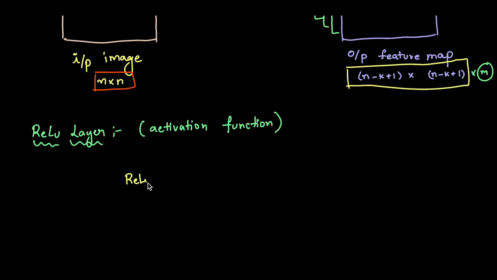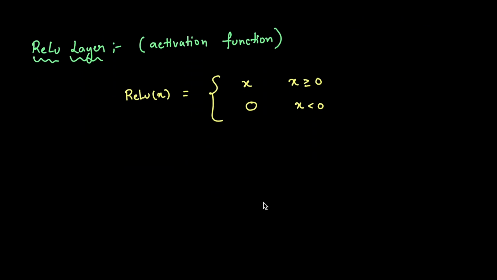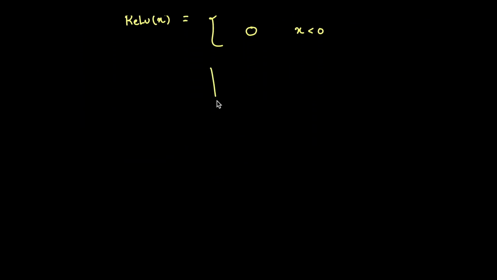In the ReLU activation function, whenever the input to this function is positive or 0, it will remain the same, that is x. When it is less than 0, it will be 0. This is the ReLU activation function. Now, if you see the graph of this, it will look something like this.